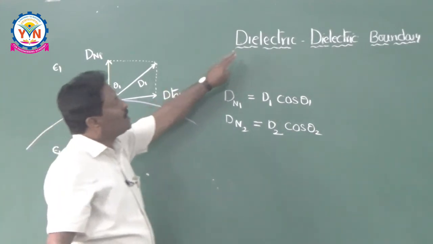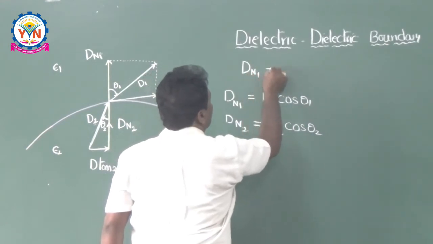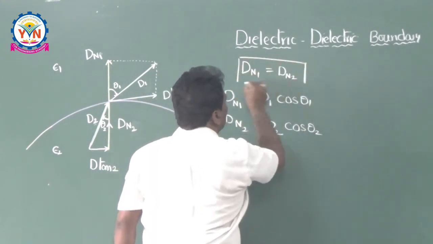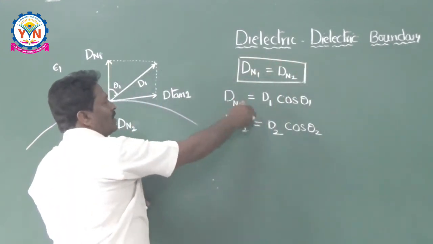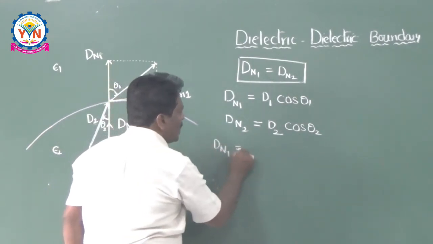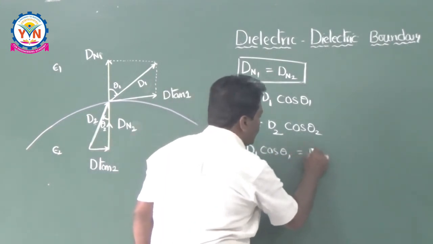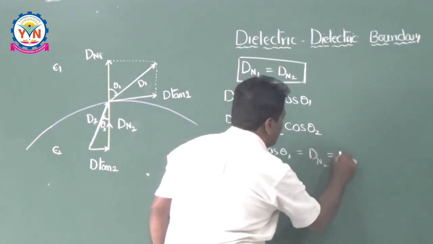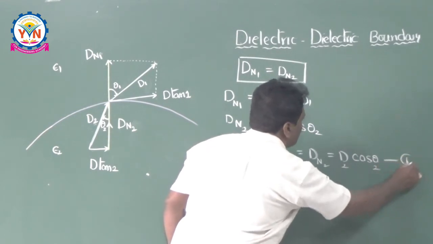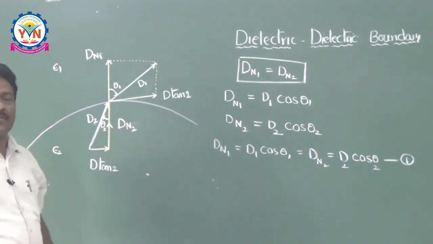So what is the dielectric to dielectric boundary condition? Already we got Dn1 is equal to Dn2. Using this boundary condition, you can equate all these things. That means you can write Dn1 is equal to D1 cos θ1 is equal to Dn2, which is D2 cos θ2. This is the first equation. And from the other boundary condition, I can say tangential components.